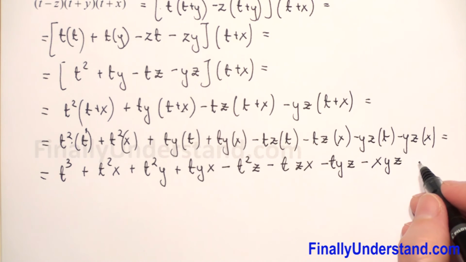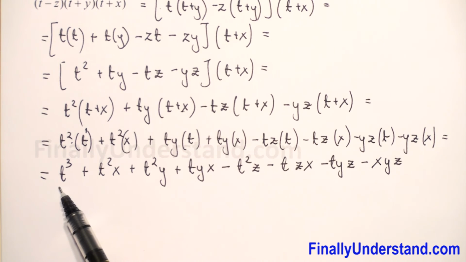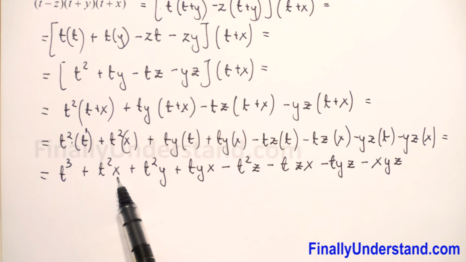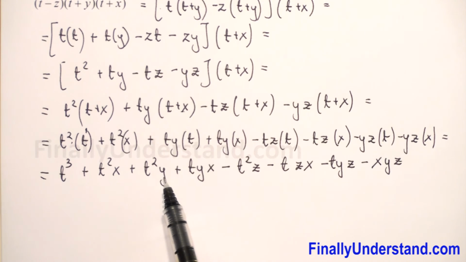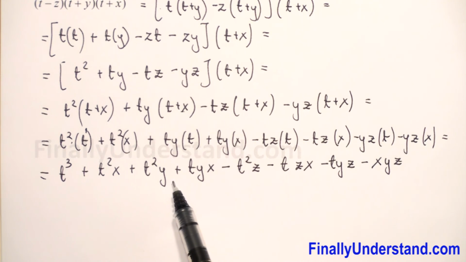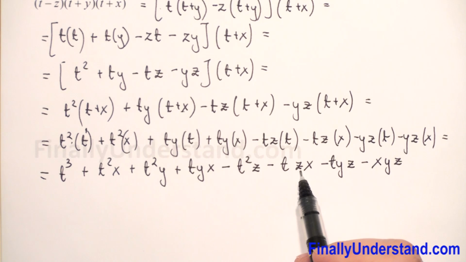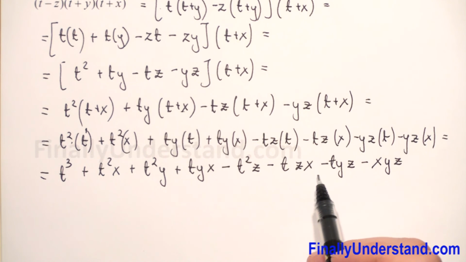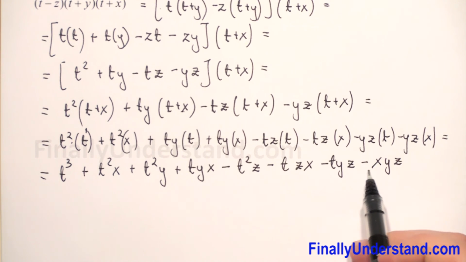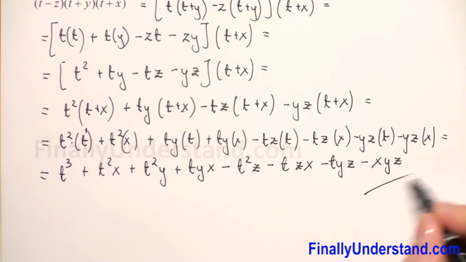So now we can check if we can combine the like terms. We have t cubed, only one, t squared, but next we have x, here we have y, z, so they are different terms. And what else? We have tyx, tzx different, and yz different, and we have x, y, z. We don't have like terms, so this is my solution.